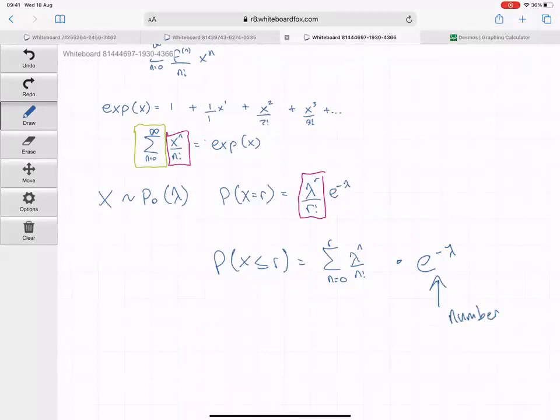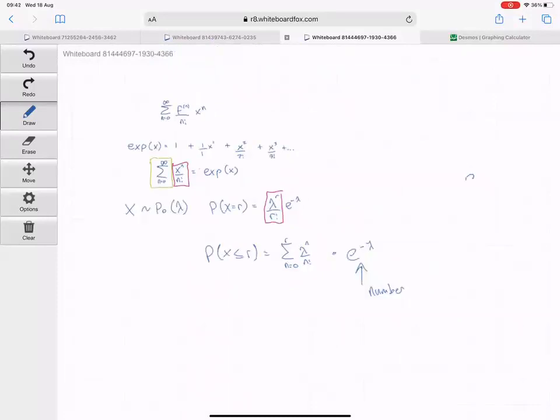Okay. E is a positive number. Lambda is a positive number. When you have a number to a negative power, like a to the minus n, it's 1 over a to the n. So it's 1 over e to the lambda. It's 1 over a positive number to the positive power. It's a positive number, but it's a small number. Okay.